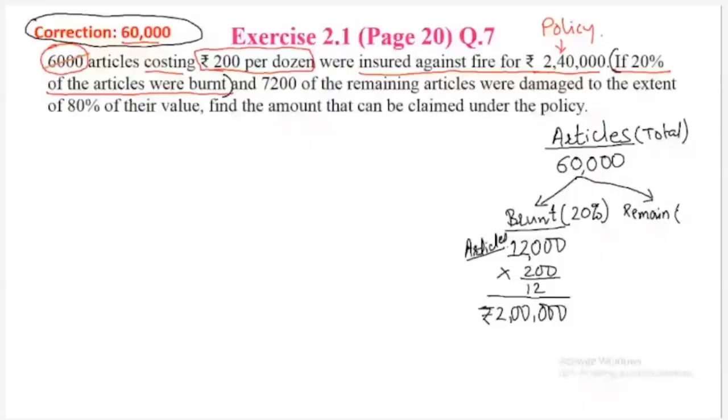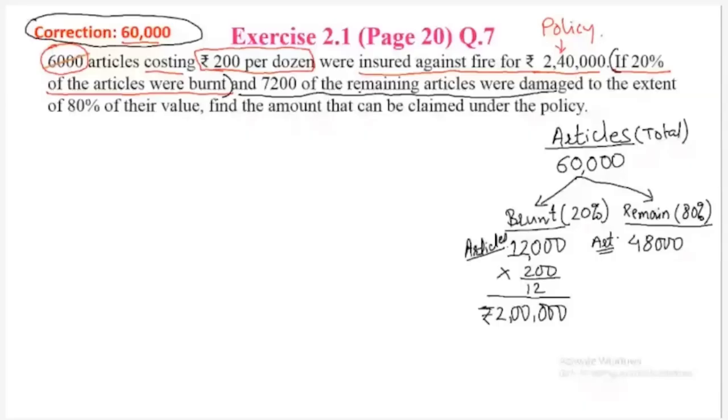Any doubt, anyone? 20% burned, so 80% remaining. Clear? Now let us read further. And 7,200 of the remaining articles were damaged. Now, 80% is how much? 48,000 articles, right? I'm writing here ART, that is articles. Articles 48,000.